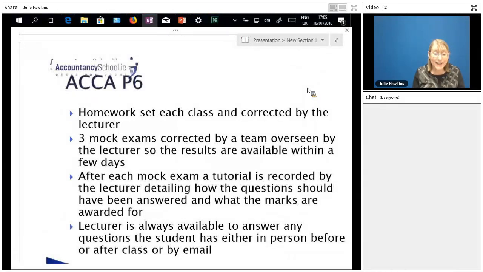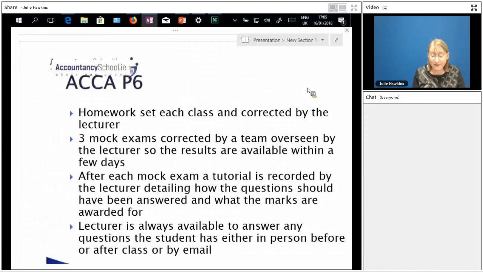Plus, after each mock exam, I do a tutorial which is recorded, and I go through how you should have answered the mock exam, what you should have included in your solution, and what you actually get the marks for. With P6, students think they're doing great because they're able to put down loads of things in their solution, but a lot of the time it's not relevant and they're not getting any marks for it. And they don't really ever know this until somebody actually tells them, well, look, you wrote all that, it was actually right what you wrote, but it was totally irrelevant to the question. So these tutorials are really very, very important.